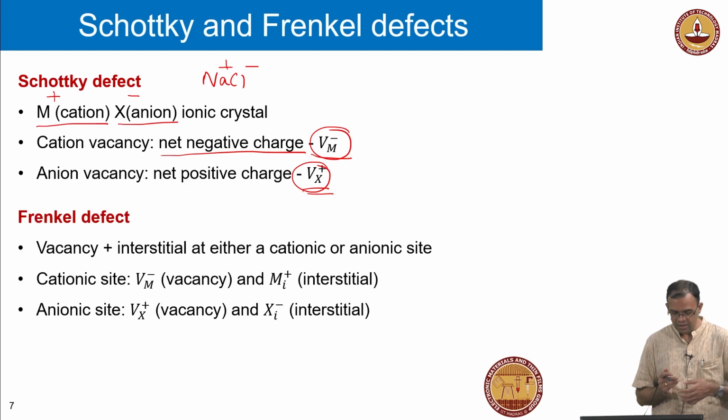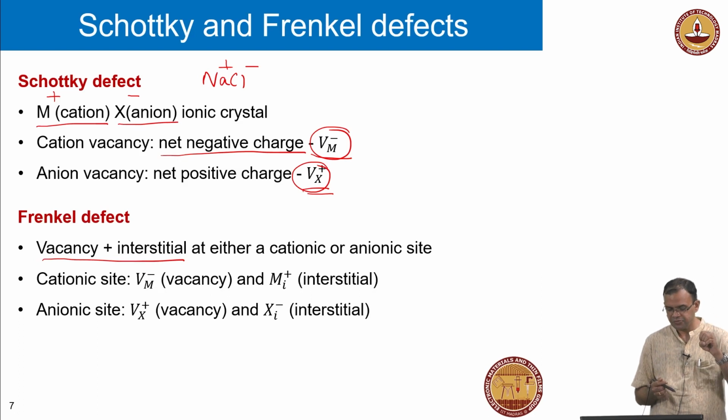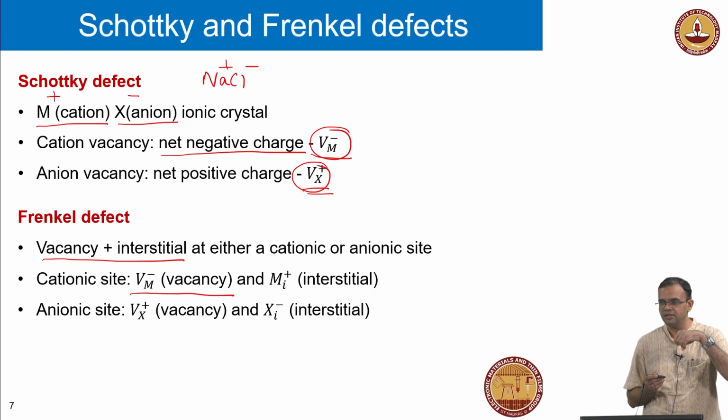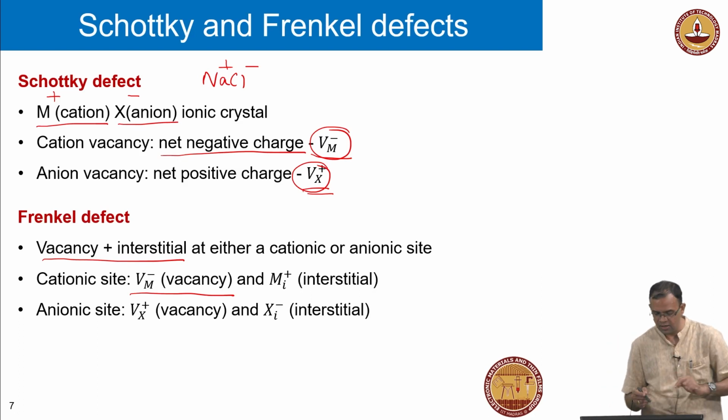In the case of a Frenkel defect, you have a vacancy and an interstitial. So again, let us go back to sodium chloride as an example. I remove a sodium ion, not an atom, sorry, I remove a sodium ion. So I have V_M minus, and this sodium ion goes into an interstitial site. This is a site that has originally 0 because there is nothing there. The moment I put a sodium ion, I have a net charge of plus 1. So I have M_i plus, that is my interstitial.